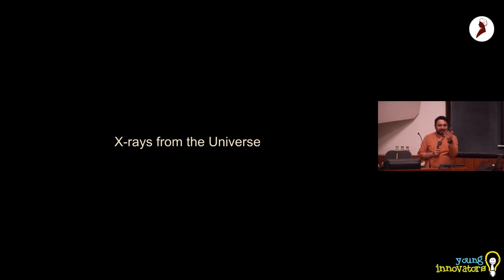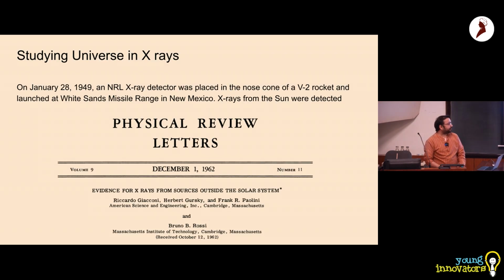All right, so now we'll go through a gallery of different things that you see when you start making telescopes in different wavelengths. We'll start with X-rays. The first thing that you will see out there is the sun, right? And the sun actually radiates in X-rays too, though it is most prominent in visible light.